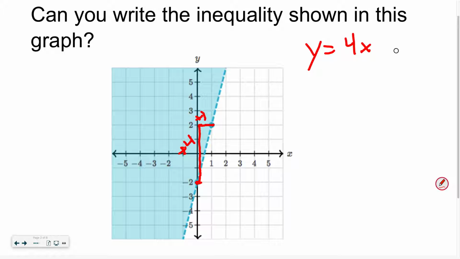Wait, but our y-intercept is right here, where our line crosses the y-axis at -2. Isn't it less than or greater than? Yeah, because it's not equal. It's not an equation. Exactly.